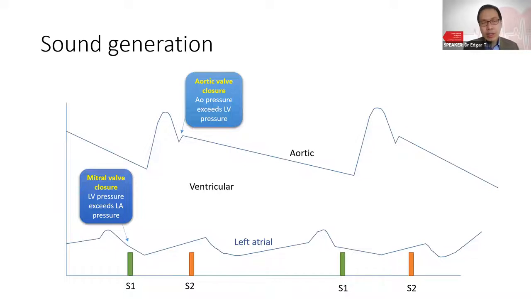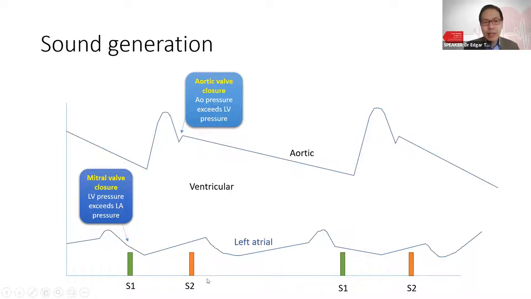So I'll go straight into this. Today's talk is really about how to understand and revise the sounds that happen in our heart. And remember, the two basic sounds that we need to know are the first and second heart sound, or what we call a lup and dup.